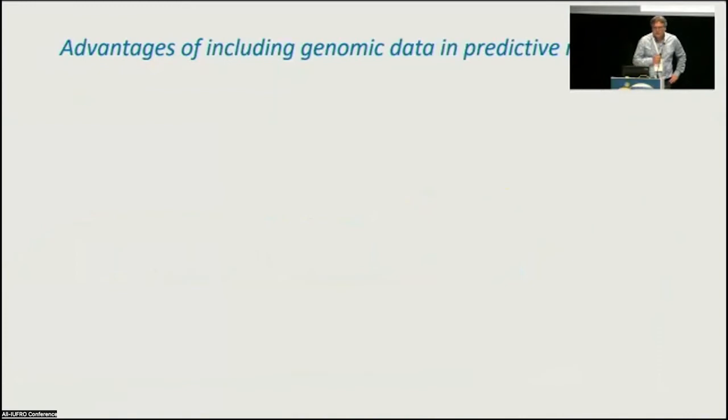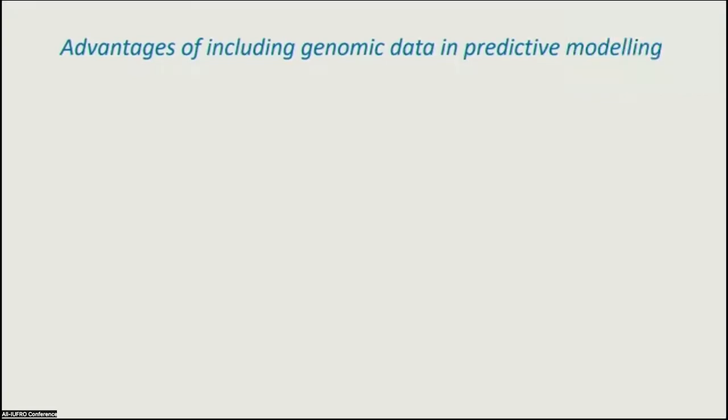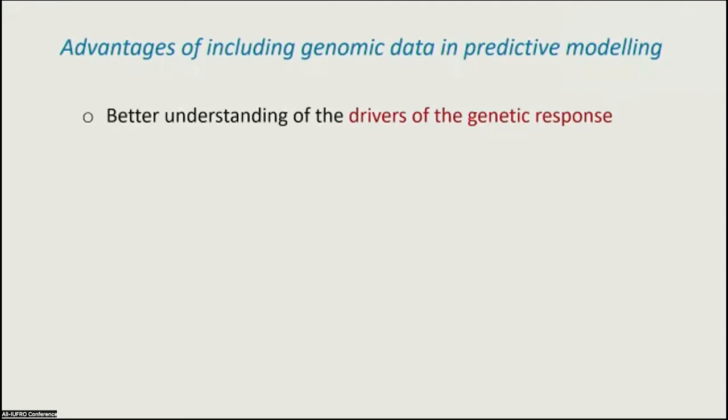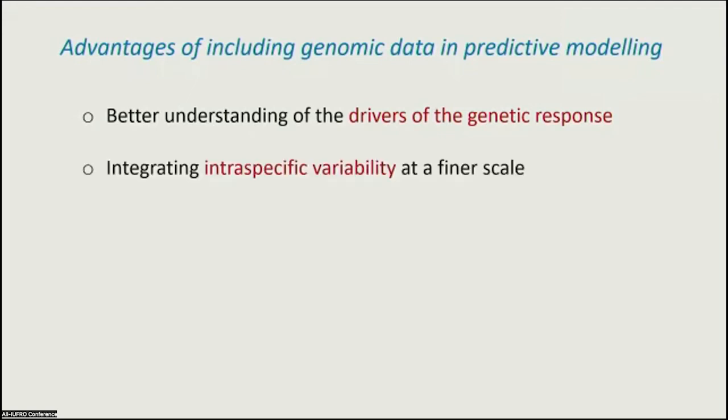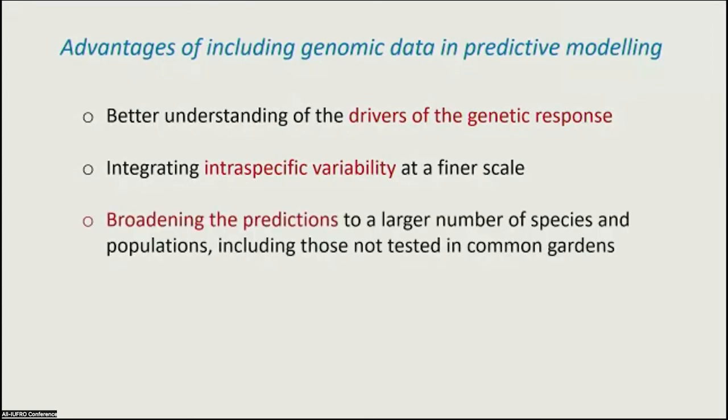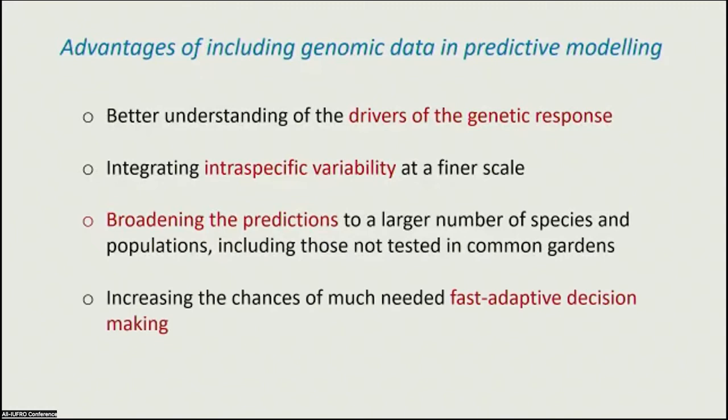And for that, we believe that including genomic data in this decision making could be useful, in particular when we are talking about predictive modeling. There are advantages of using genomics with respect to using only climate or phenotypic data. One is that it helps us understand better the drivers of the process of genetic adaptation. It helps to integrate the huge intraspecific variability that we have within a species, which is very often neglected. It also helps to do better predictions when we have to extrapolate outside of the range of the provenances that have been tested in common gardens. And finally, it can accelerate the process of decision making.